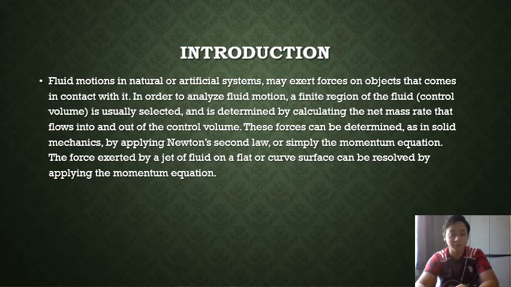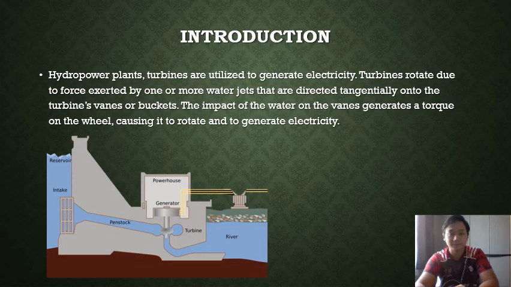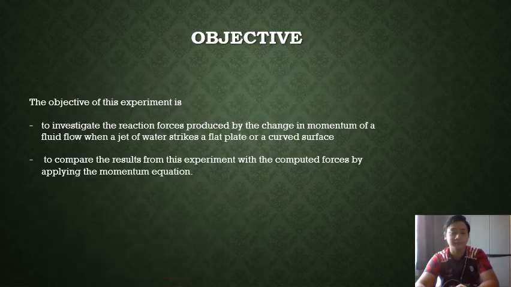The force exerted by a jet of liquid on a flat or curved surface can be resolved by applying the momentum equation. You can see that in hydropower plants, turbines are usually utilized to generate electricity. Turbines rotate due to the force exerted by one or more water jets that are directed tangentially onto the turbine's vanes or buckets. The impact of the water on the vanes generates a torque on the wheel, causing it to rotate, and from the rotation it generates electricity.